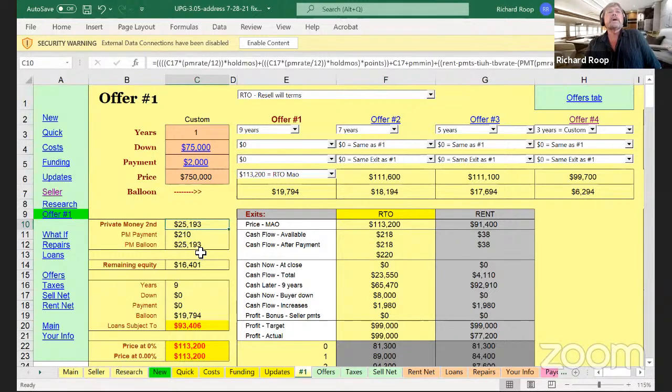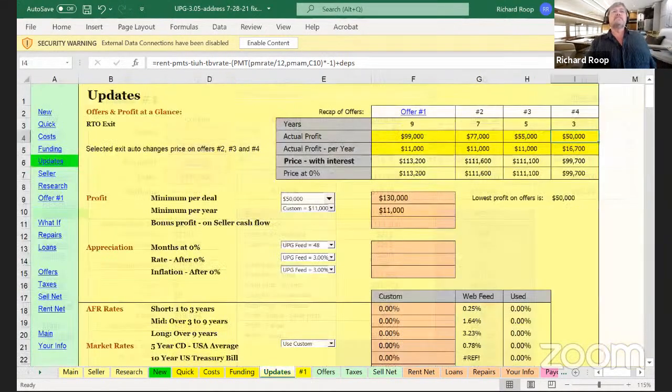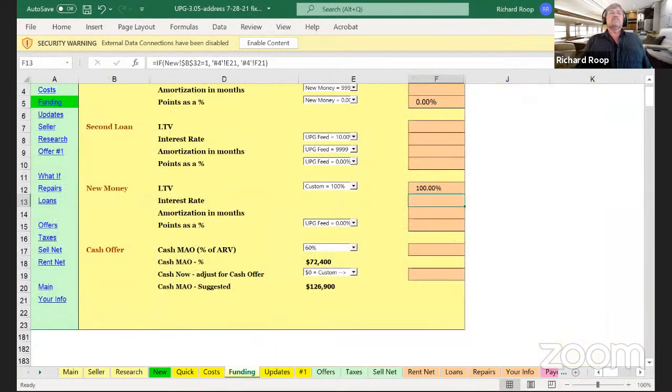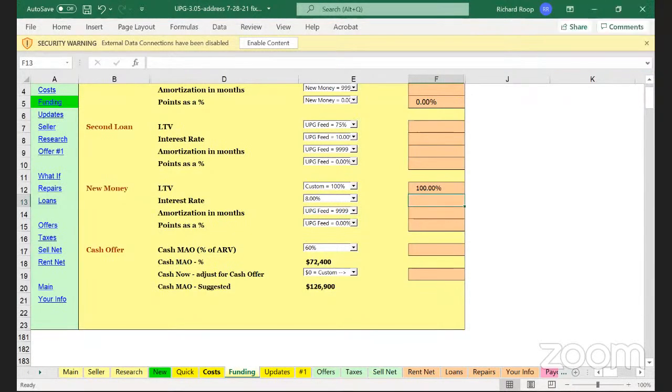This is the one where we got that $200 second mortgage. I know that's kind of quick and dirty, but I think we'll have an opportunity to talk about that more later. Any other questions on this?